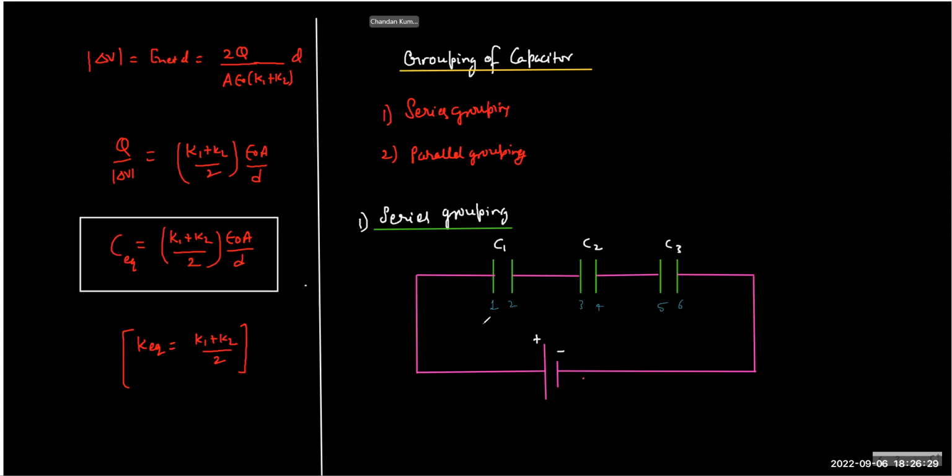So 1 to 2, 3 to 4, 4 to 5. Now if you look at the cell and at the positive terminal, the plus is connected to which plate? Plate number 1. What about the negative terminal of the cell? Plate number 6. And if you look carefully, that's a challenging job.